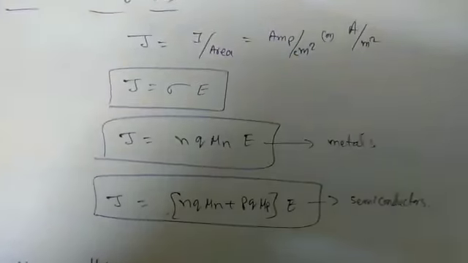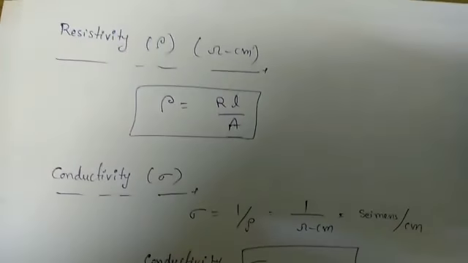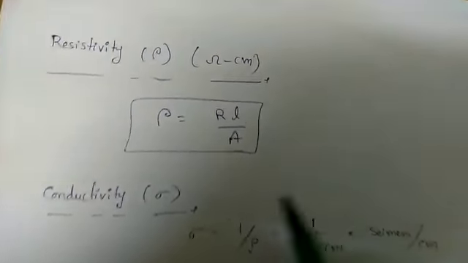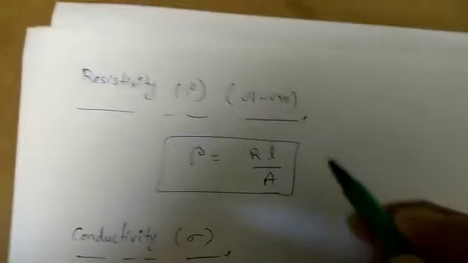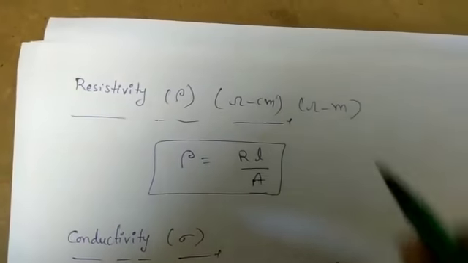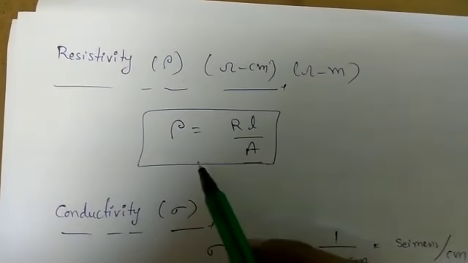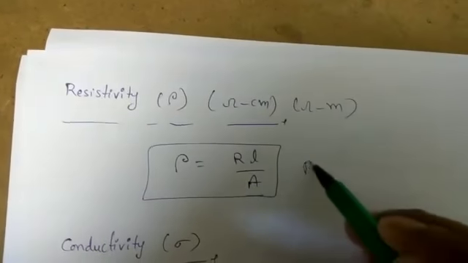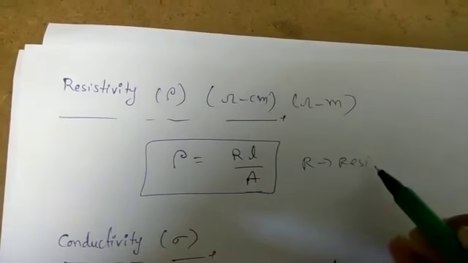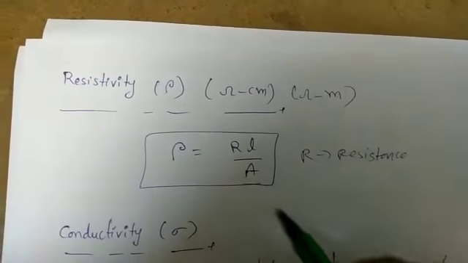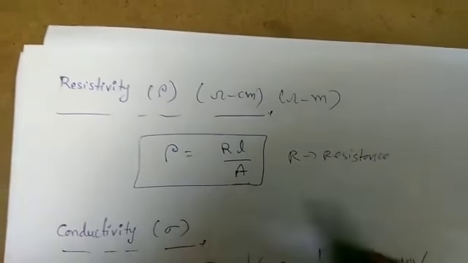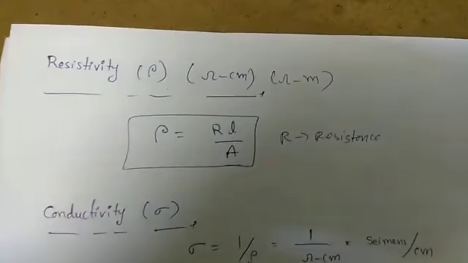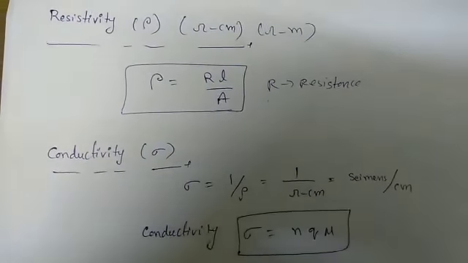Next we need to find resistivity. We will see conductivity first, then we will go about the resistivity. The resistivity unit is ohm centimeter or ohm meter. Resistivity is represented by rho, and rho is equal to R A by L, where R is the resistance of that material, L is the length of that material, and A is the cross sectional area, right? So frequently we have to use this formula also.